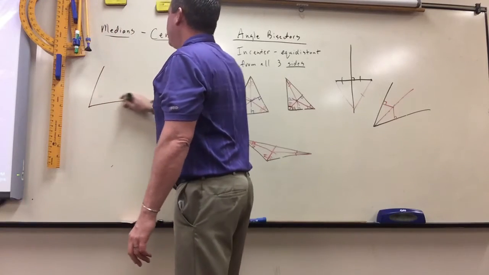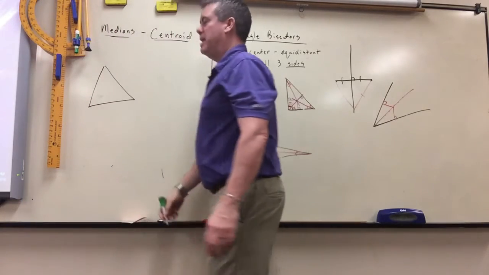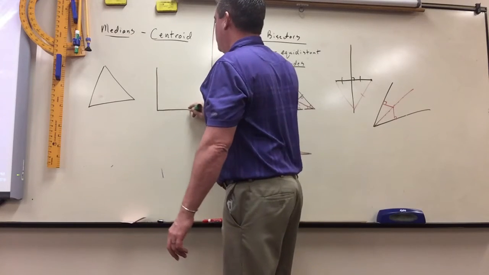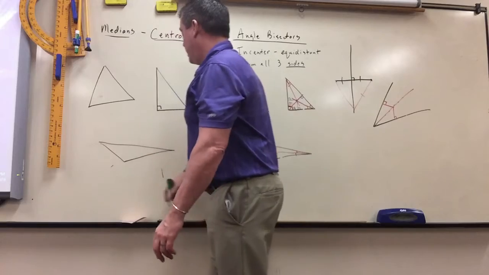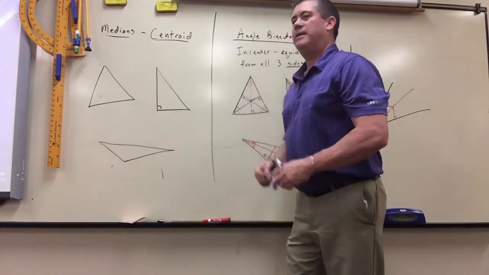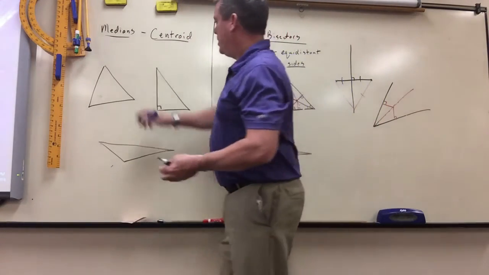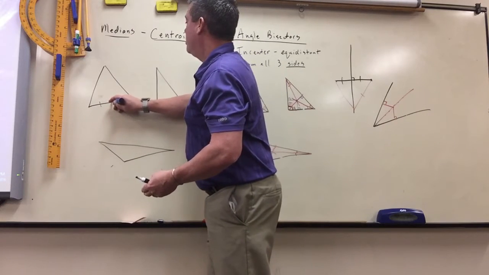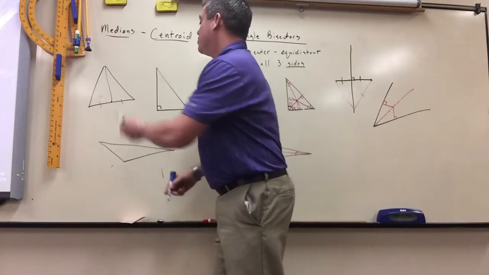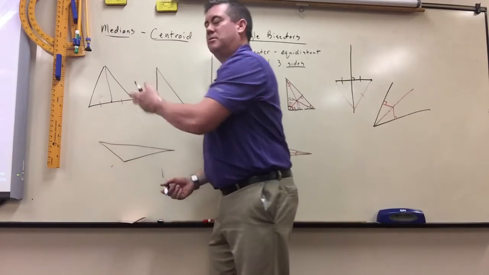So it doesn't matter, this is similar to the angle bisector, whether it's acute, right, or obtuse. They're always going to intersect inside because it's the balancing point. A median just goes from the center, so show that it's the center, to the opposite vertex. Sometimes it could be perpendicular.